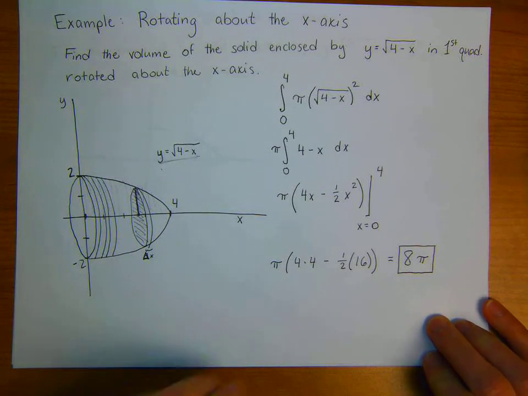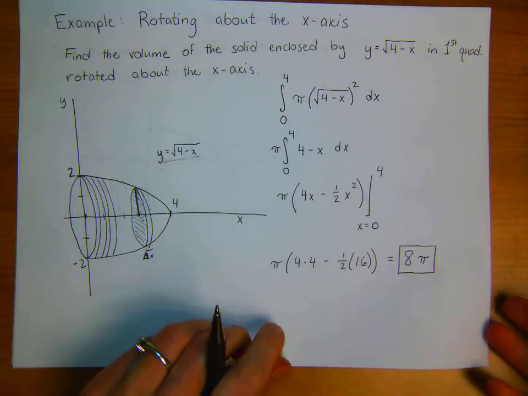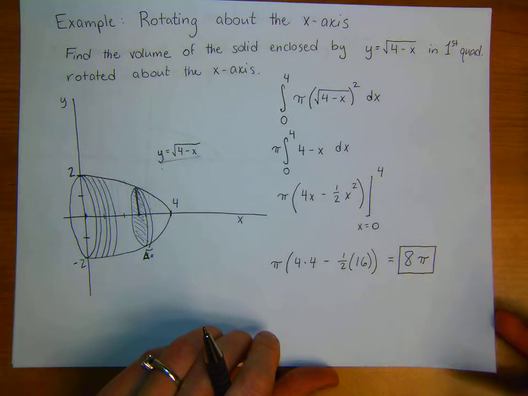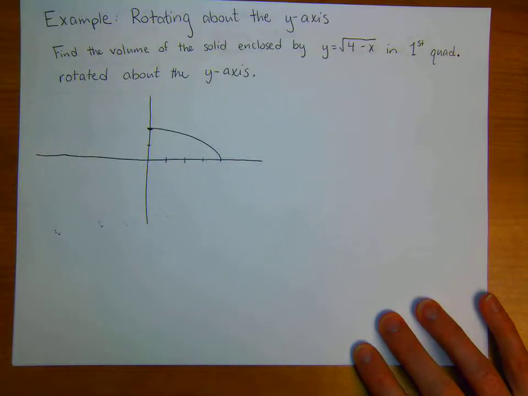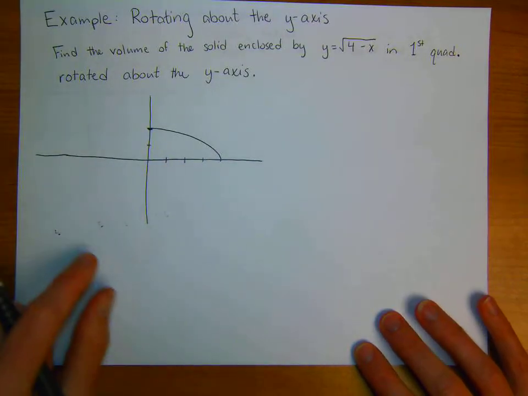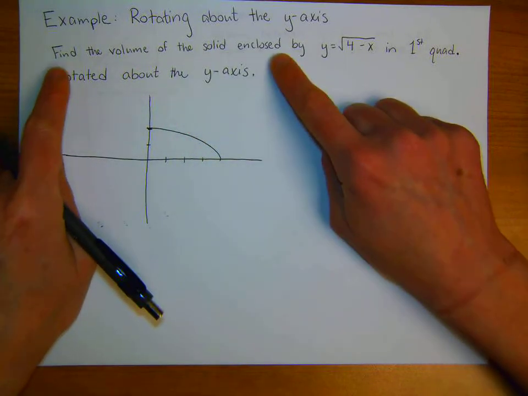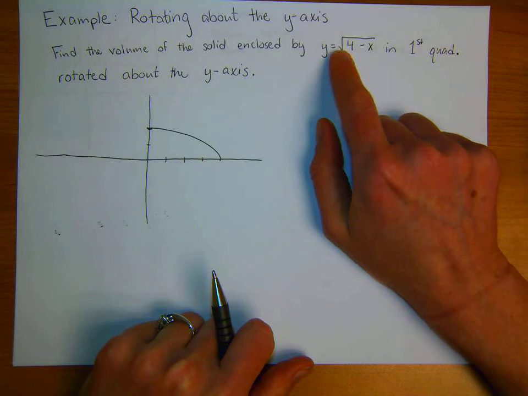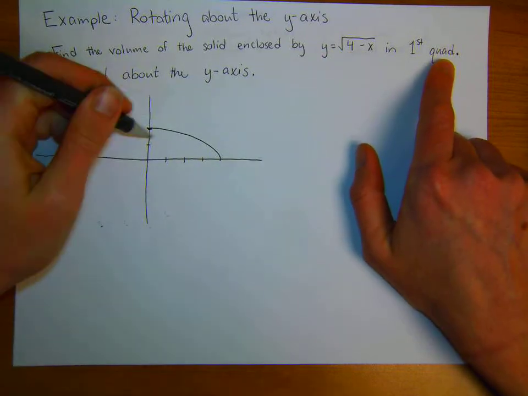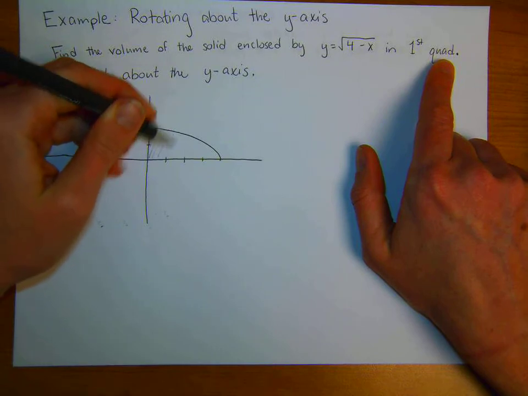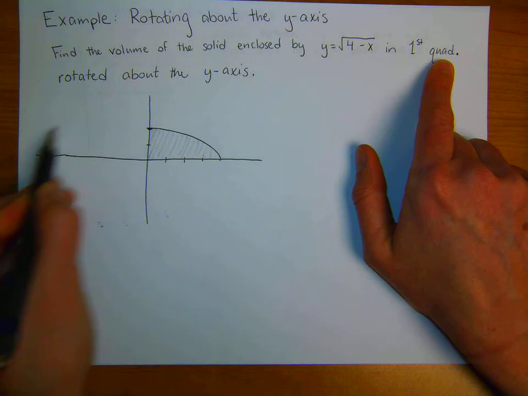Let's see another example, and this time instead of rotating it about the x-axis, we're going to rotate it about the y-axis, and we have to be a little bit careful about how we deal with rotations about the y-axis. So we're going to use the same region that we saw before, but we want to find the volume of the solid enclosed by y equals the square root of 4 minus x in the first quadrant. So we're starting with this as our region, but now we're going to rotate it about the y-axis.